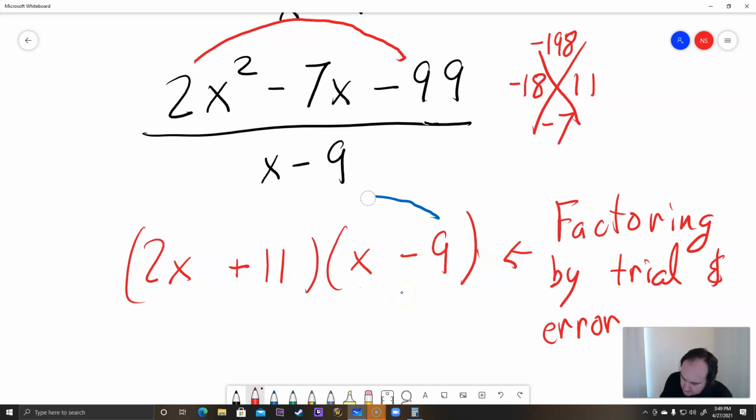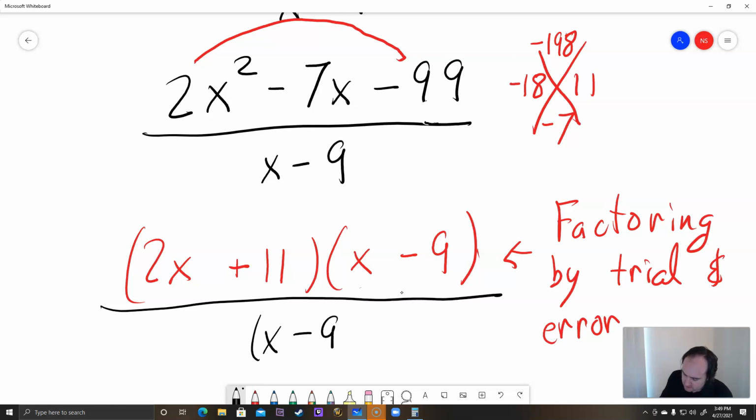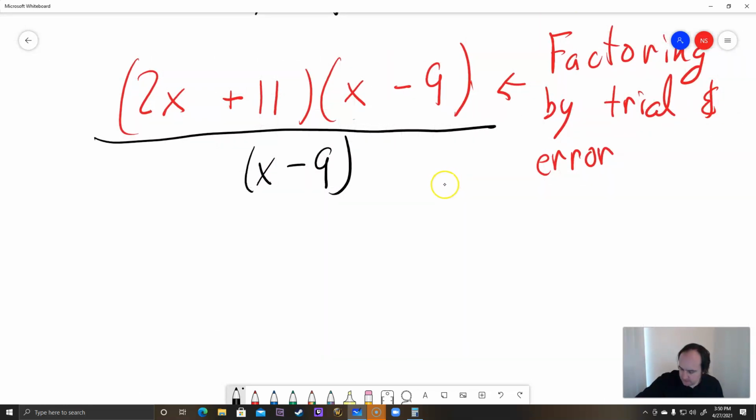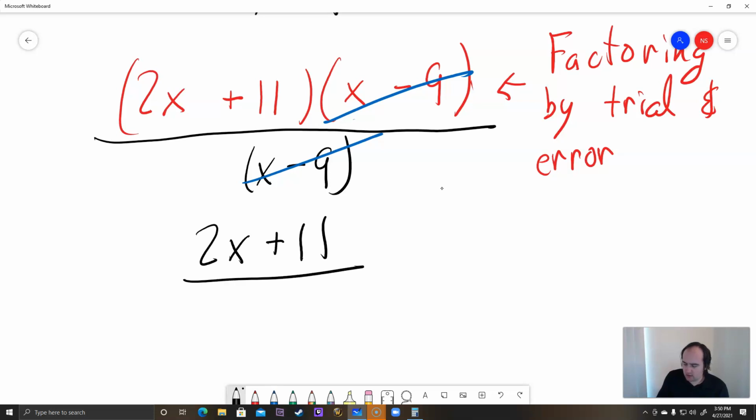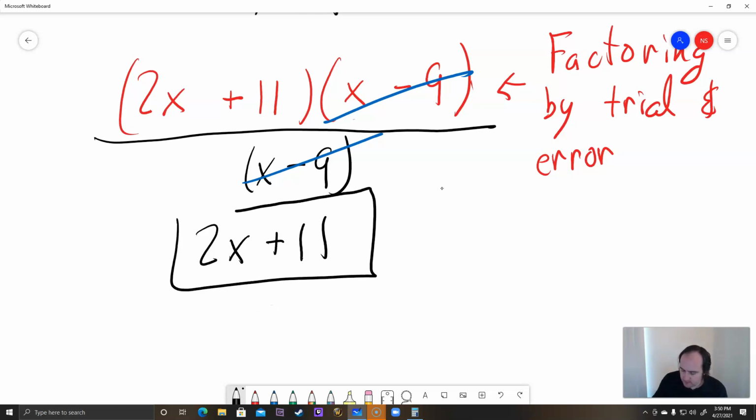So what we can do next is now we get to do the fun part, which is just cross stuff out. So now we notice that we have an x minus 9 on the top and the bottom. Okay, so we can cross out those x minus 9s. So we're really just left with 2x plus 11 all over 1. Remember, if you cross everything out, there's still a 1 left in the denominator. But remember, any number divided by 1 is just the number, so you don't actually have to write that 1 in your answer. Okay, so your answer is just going to be 2x plus 11. Okay, 2x plus 11, and then that's it.